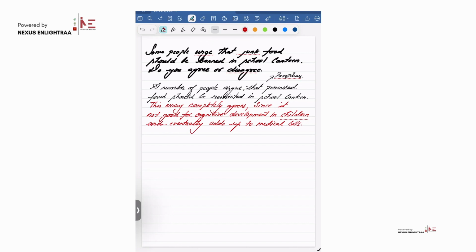Okay. Now, if you see in here, you have given two reasons here. So, not good for cognitive development. This is one reason. Eventually adds up medical bill. It is two reasons. So, this you will take in paragraph 1. This you will take in paragraph 2.